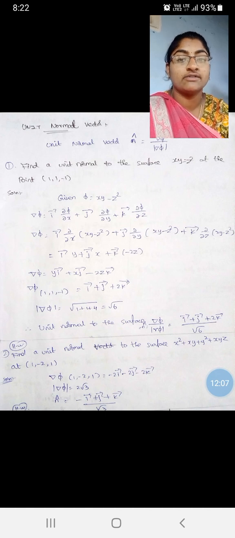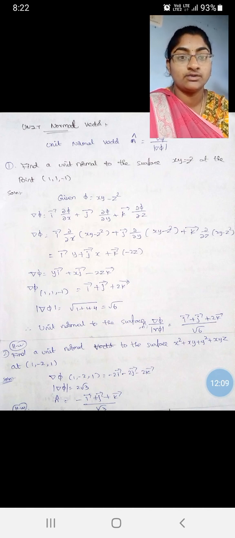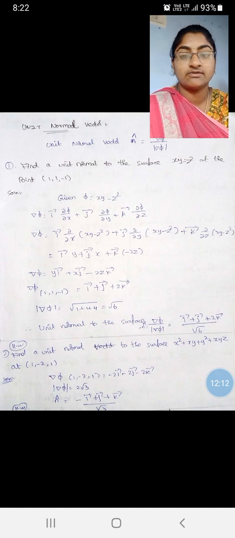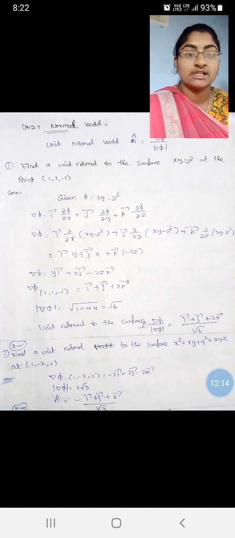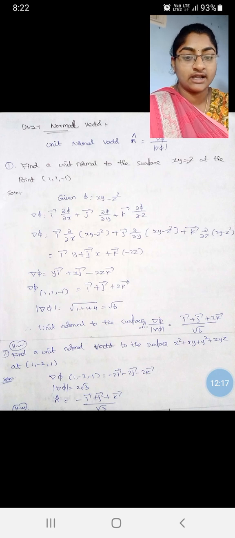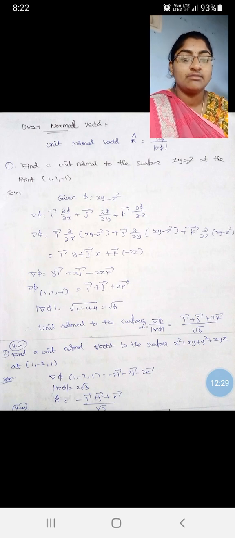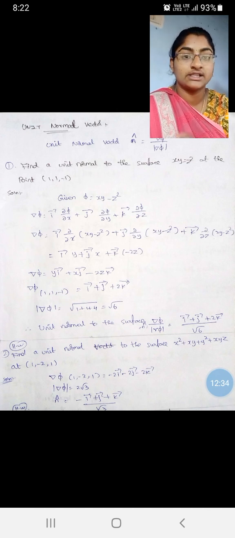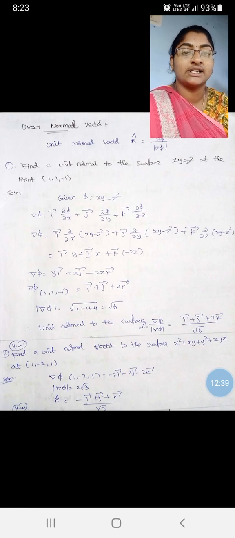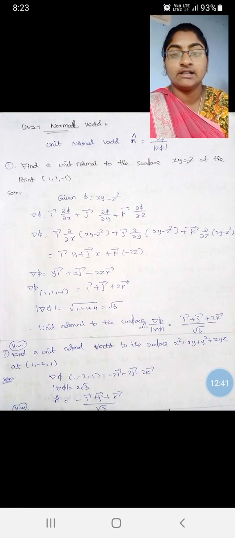Now I have to substitute the value of 1 comma 1 comma minus 1 for x value, y value, z value. So my answer is i vector plus j vector plus 2k vector. I have to take the modulus for that. So root of 1 plus 1 plus 4, that is root 6. Now I substitute these two things in the numerator and the denominator, so that my final answer is i vector plus j vector plus 2k vector divided by root 6. That's how we can find the value for unit normal vector. So normal is nothing but del phi, unit normal vector is del phi divided by modulus del phi.